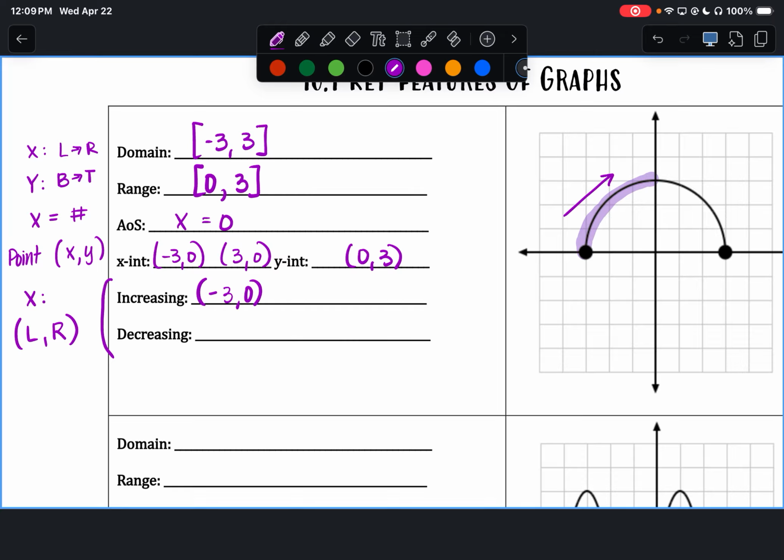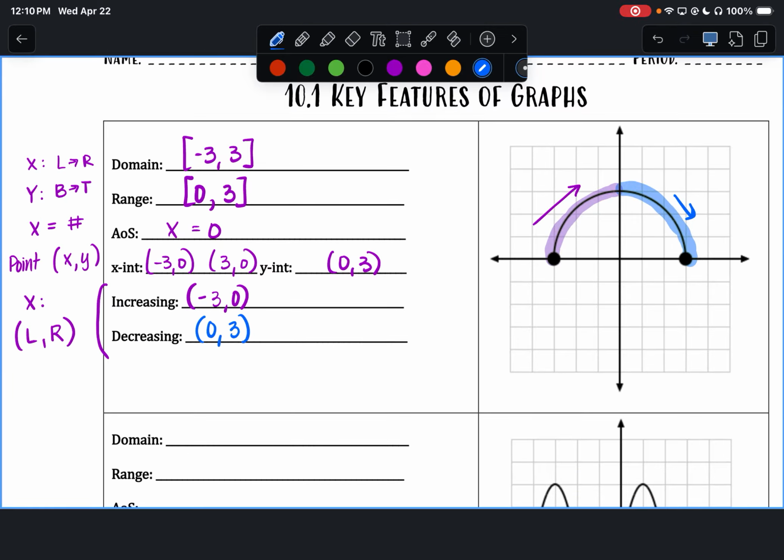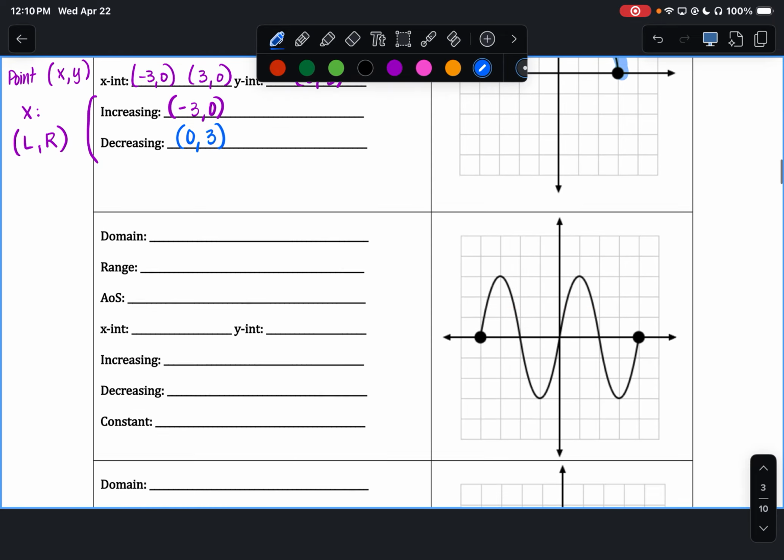Okay? Then it switches. What does it switch to? Decreasing. Okay? When does that section start decreasing? 0. And when does it end? 3. So is that graph ever constant? No. Okay? So that's why there's not a constant there, because I knew it wasn't there, and so I cut it out. Now, we're going to look at the next two.